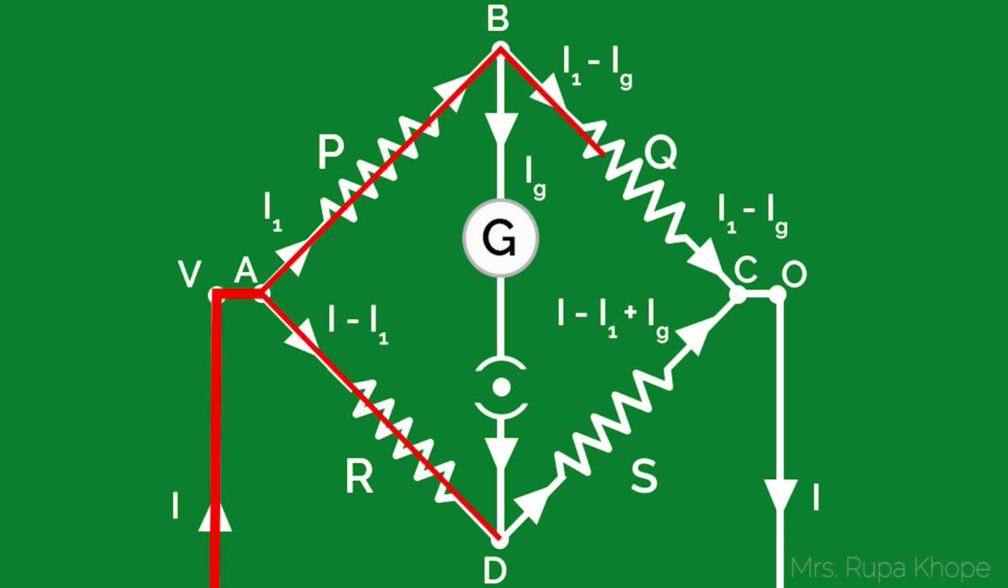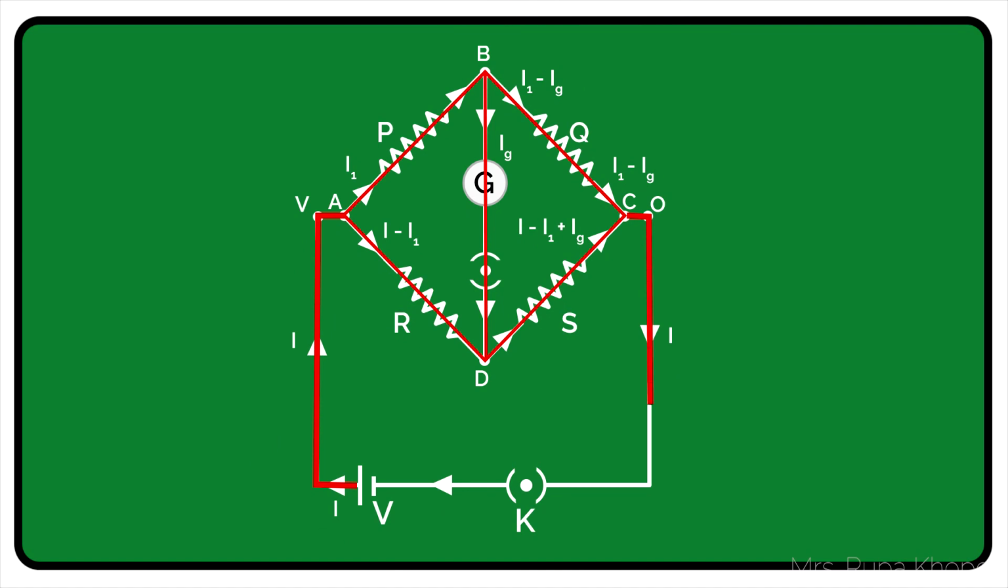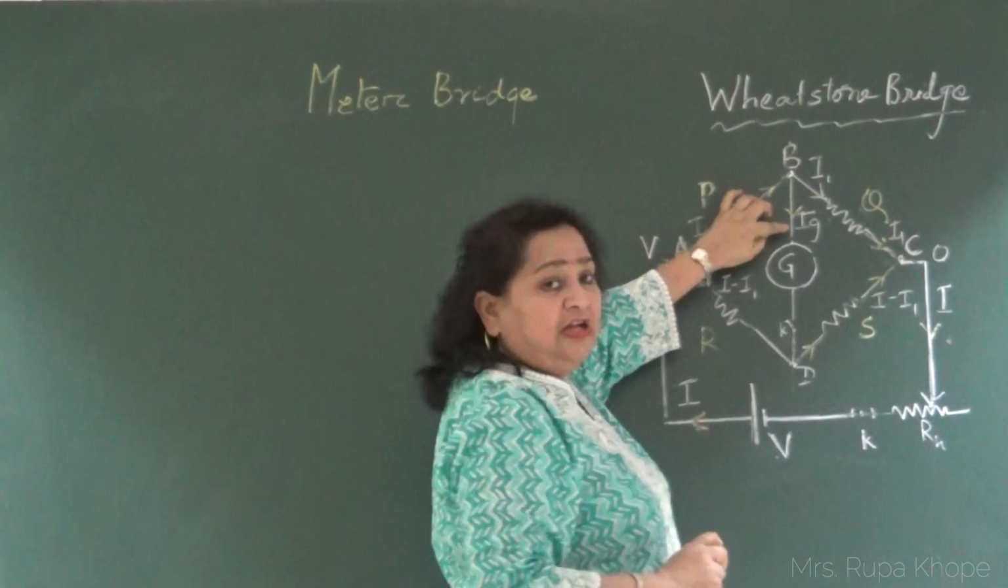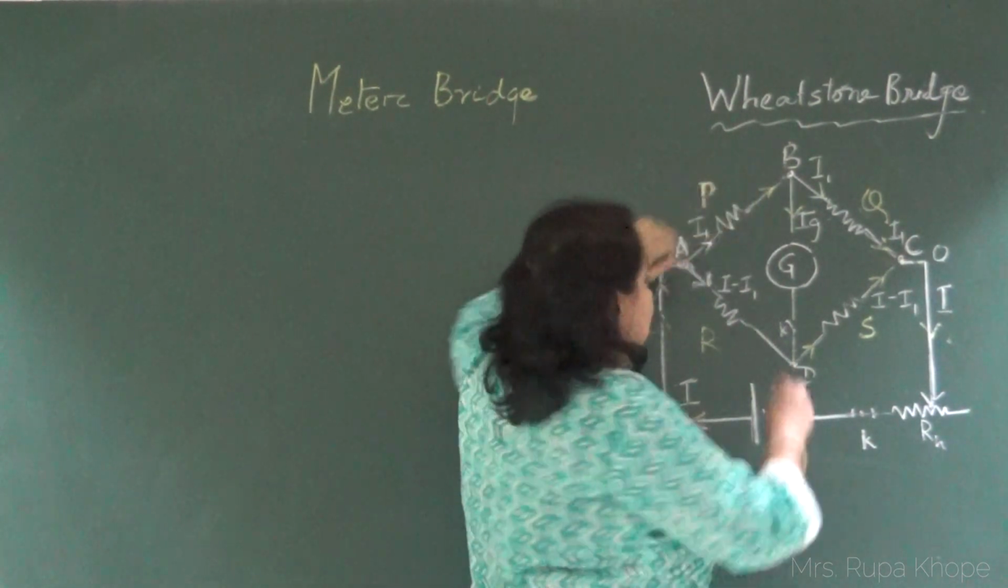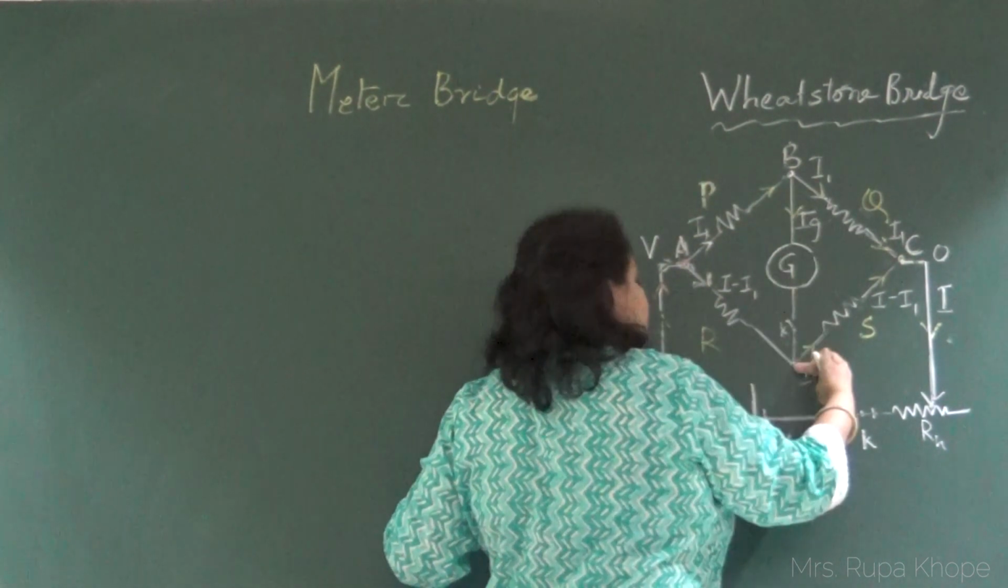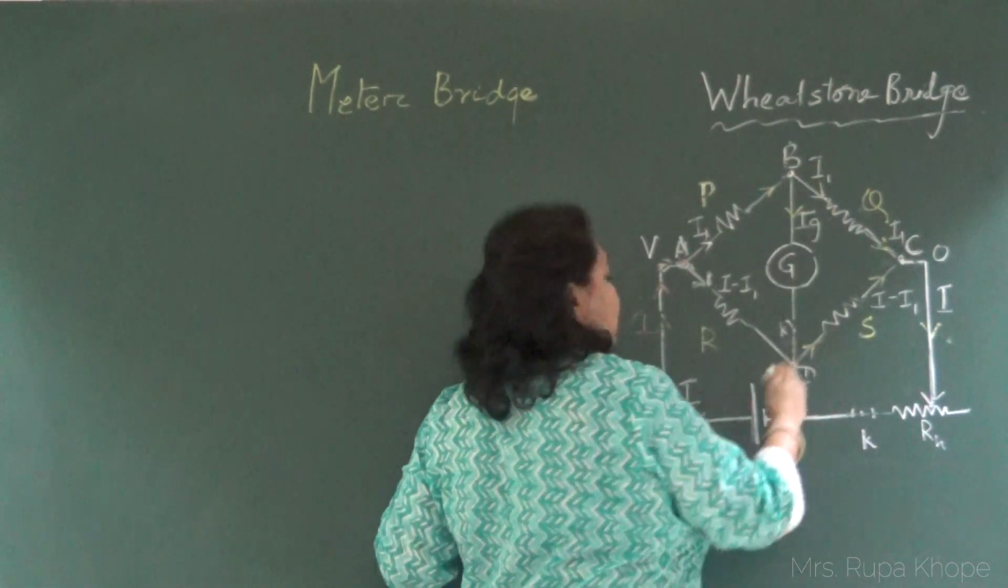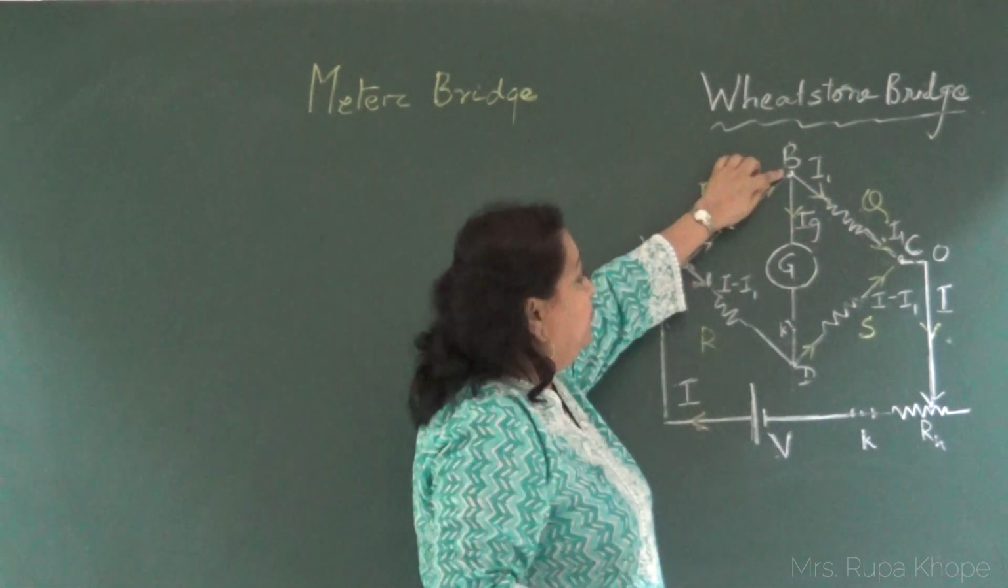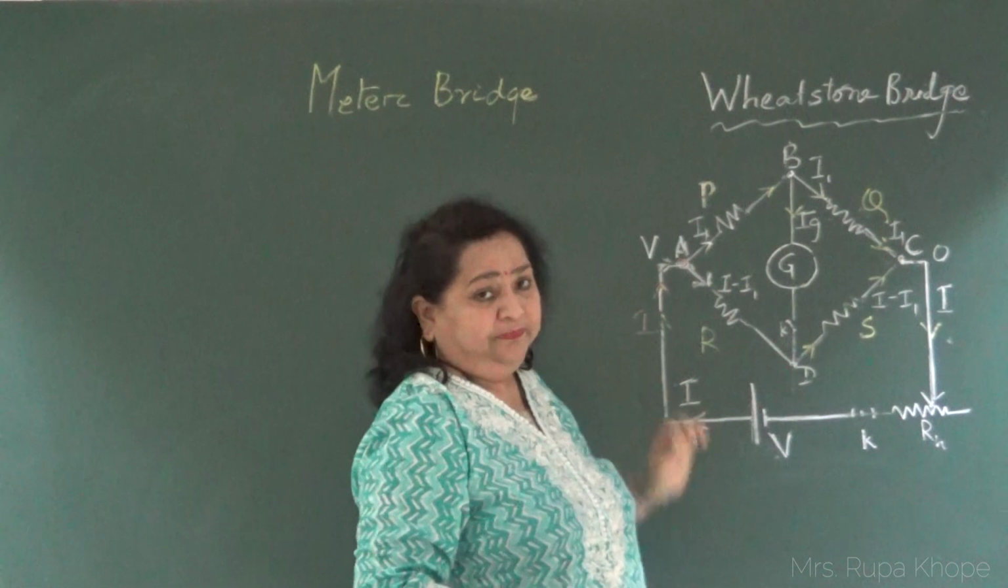Now this current comes here, and then some part of the current goes here, some part of the current goes here. Similarly, this current comes here, and the current which has come this side will join this. Now this Ig current, which is the current in the galvanometer, all depends on whether it will come from here to here or here to here. It all depends on the potentials VB and VD.